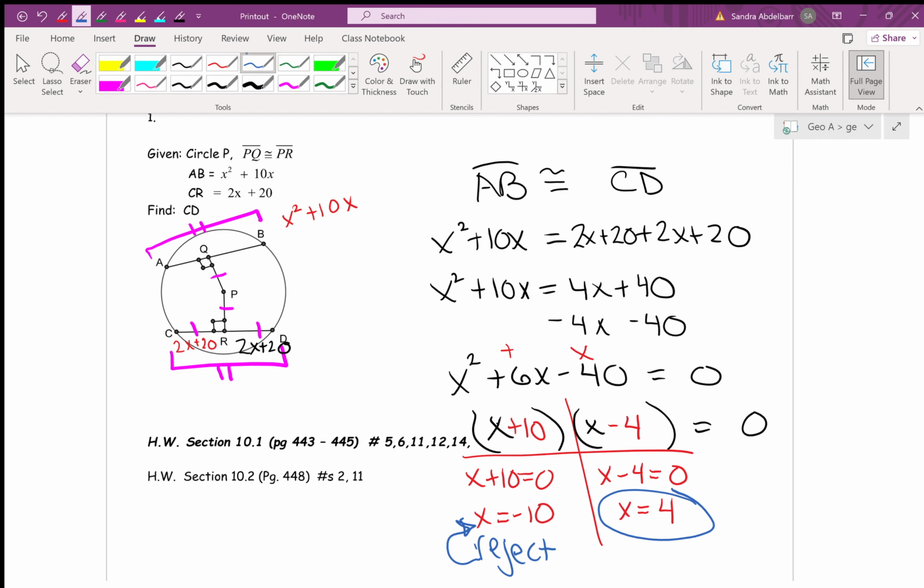So now I'm going to plug in 2 times 4 plus 20. That's 28 plus another 28. So how long is CD? Yeah. 56 units long.